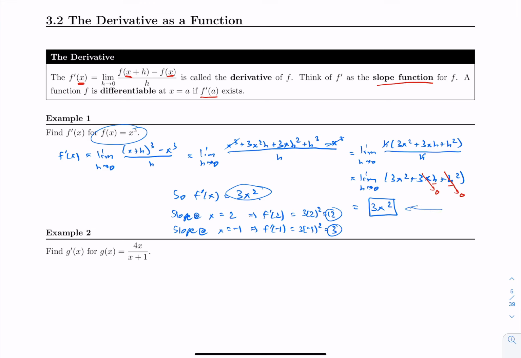So this is the slope function. Because I've got real number outputs when I plugged in 2 and -1, you would say this function's differentiable at those values.